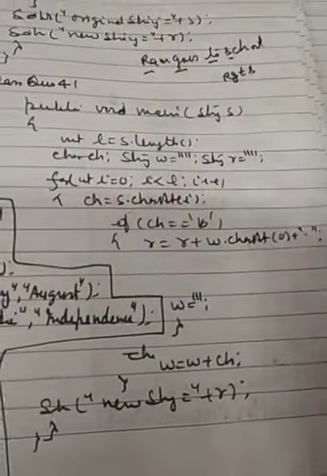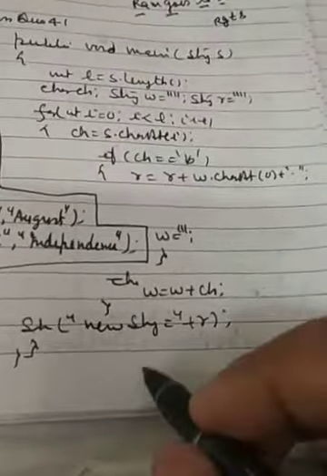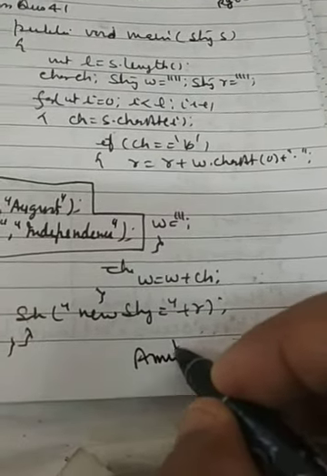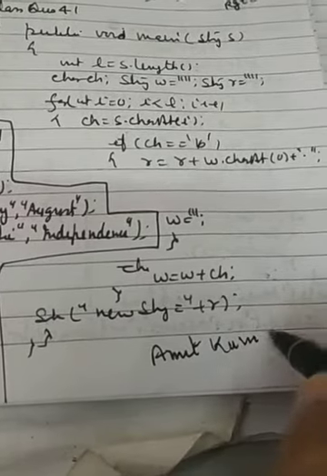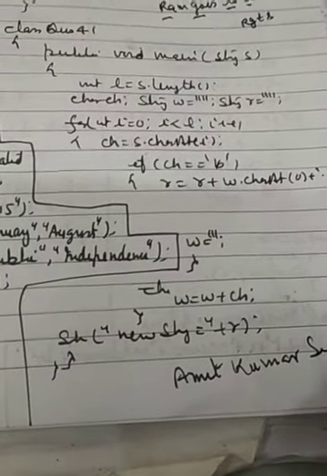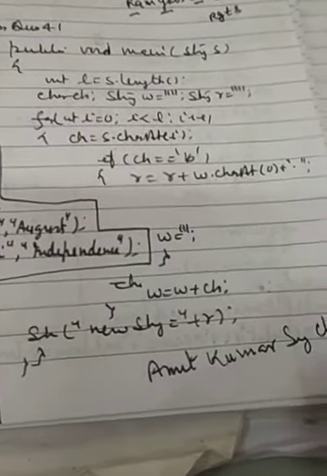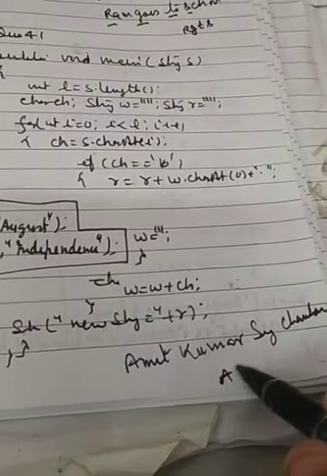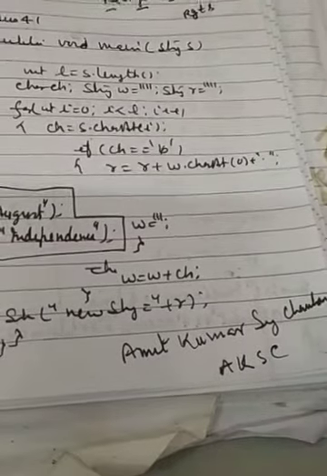Then the next question is the same. Here it says that, say, Amit Kumar Singh Chauhan. Suppose we have a name, Amit Kumar Singh Chauhan, and we have to make it AKSC. All the initials, first character of all the initials.